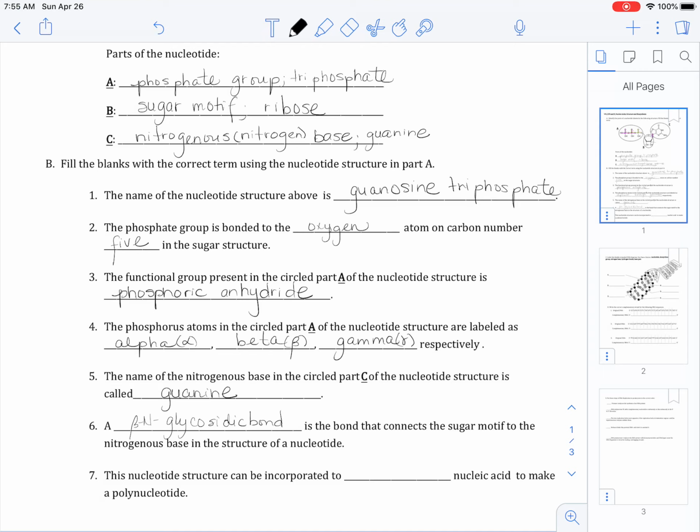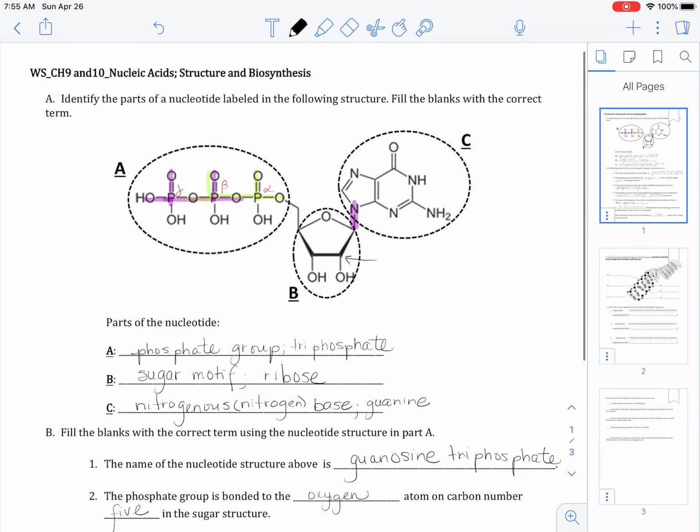So the N is not necessary. Beta represents that the bond is pointing up, N means that it is bonded to a nitrogen. So glycosidic bond or beta N glycosidic bond is also correct. And number 7 says this nucleotide can be incorporated into blank nucleic acid. Specifically, it is going to be ribonucleic acid, because as you can see, we have a ribose sugar, so this particular nucleotide can only be found in RNA.